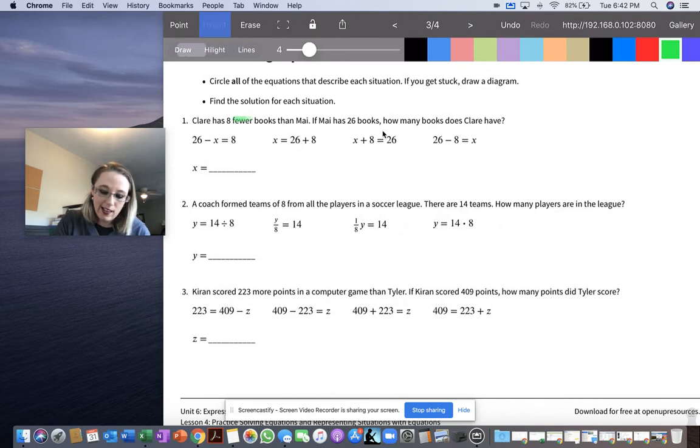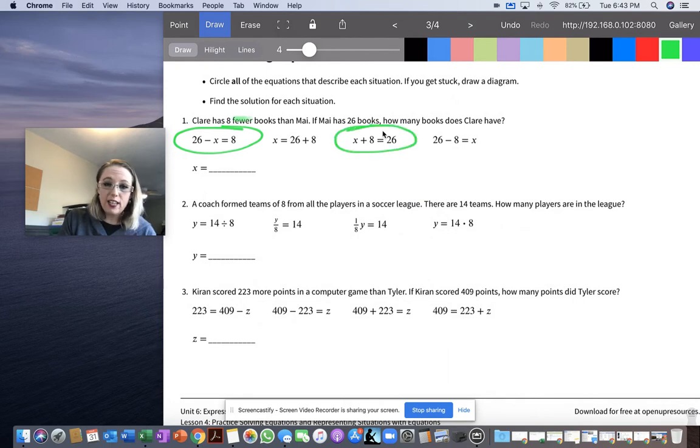Okay, I'll get my highlighter out here. And this is a good strategy for these kind of problems, to highlight keywords. Okay, so this is saying less than or fewer. So 26 is how many books Amy has, and 8 is how many fewer Claire has. So our first equation could be 26 minus x equals 8, where x is how many Claire has, which we don't know. Another solution could be x plus 8 equals 26. And our last solution is 26 minus 8 equals x.